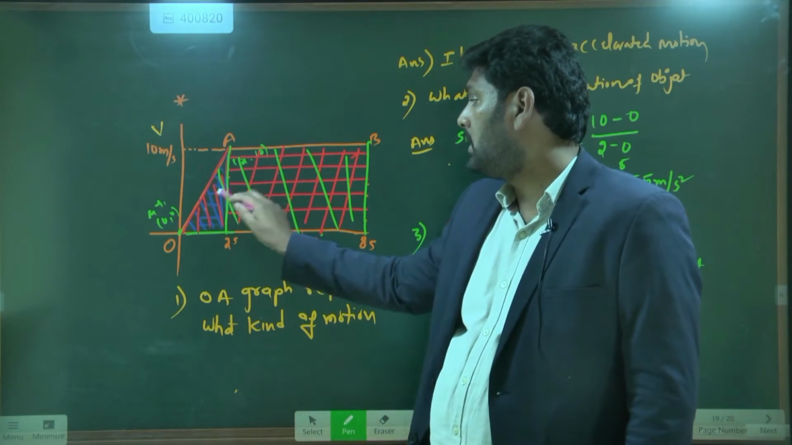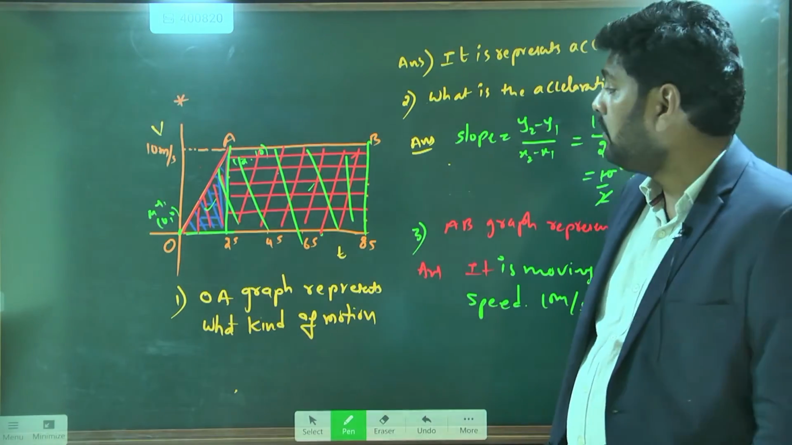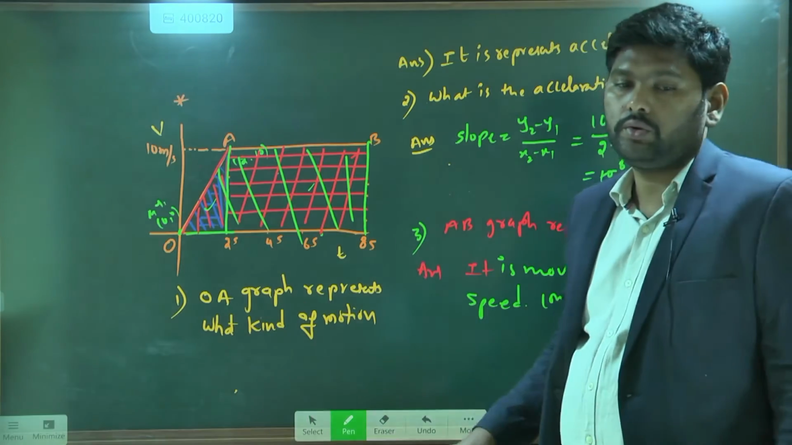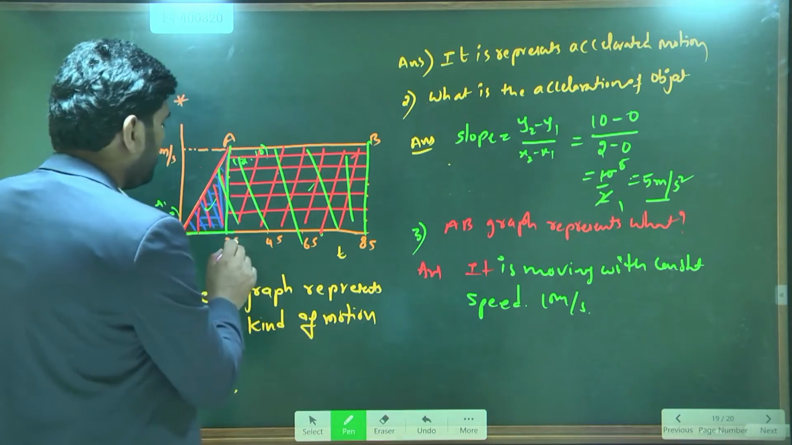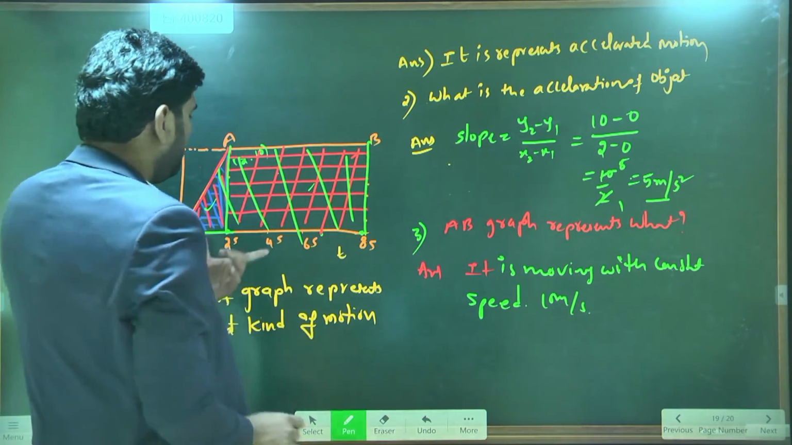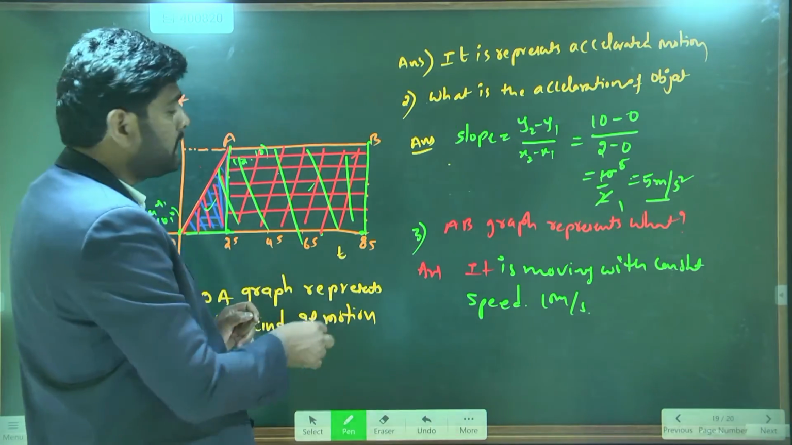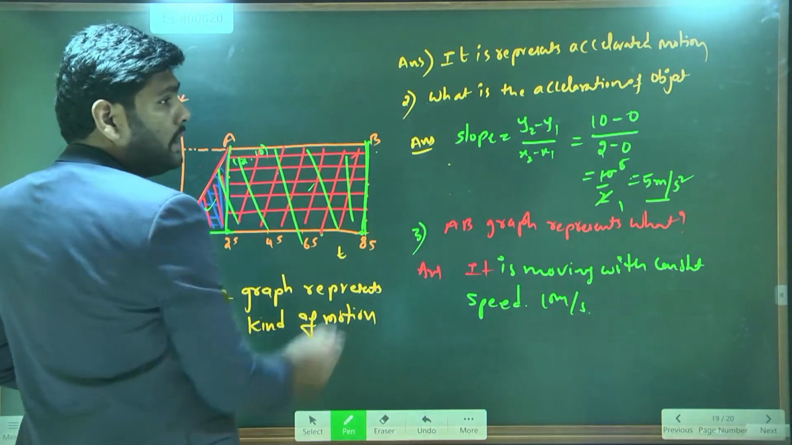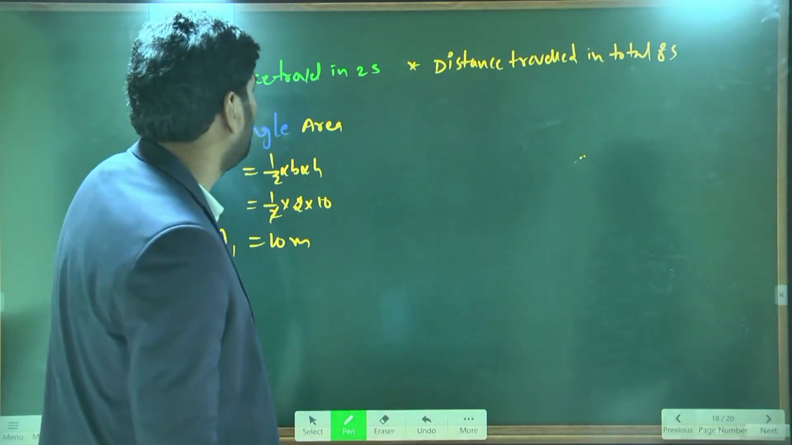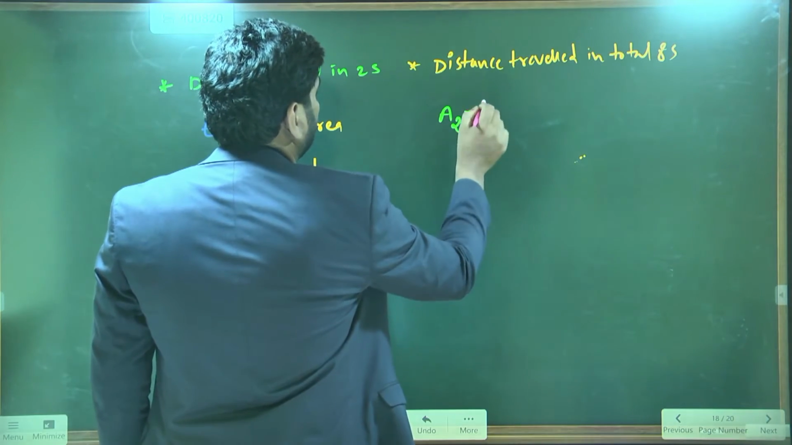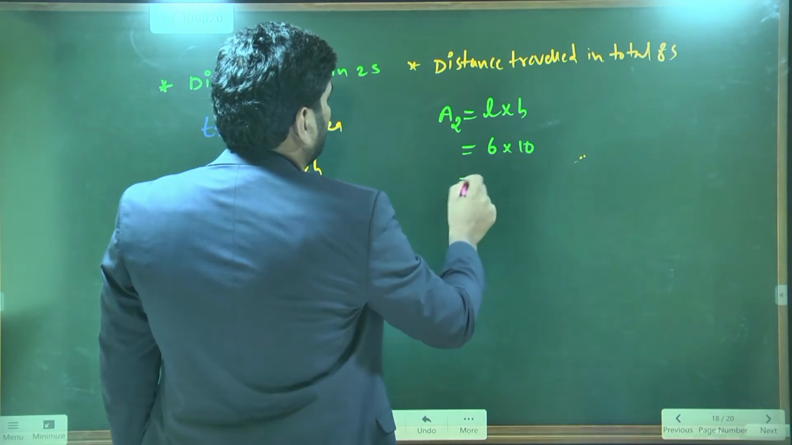This total area: one is a triangle area, and one more is a rectangular area. We have already done the triangular area, so you should do the rectangular area. So what is the rectangular area? From here to here you can consider as the length. Length you can take as 8 minus 2, which is 6, and the breadth you can take as 10. This area you can consider as A2. A2 is nothing but length into breadth. Length value is 6, breadth value is 10, total is 60.